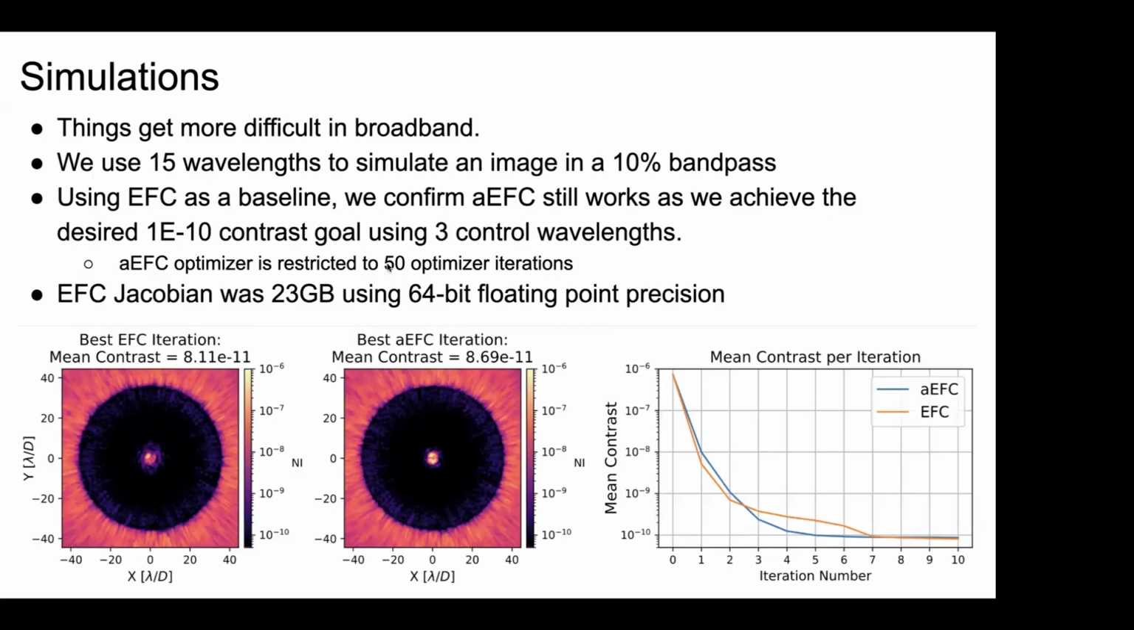One note here is that we limited the optimizer for aEFC to 50 iterations, just because every now and then the optimizer can start to take a long time to converge. And so this is just a good way of saying, just stop after 50 iterations. I'm sure it's good enough by then.